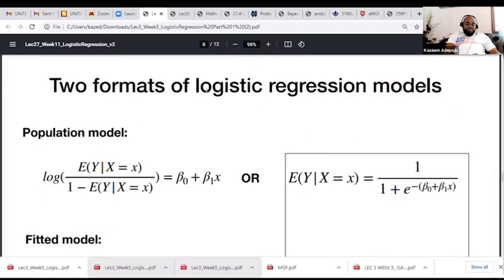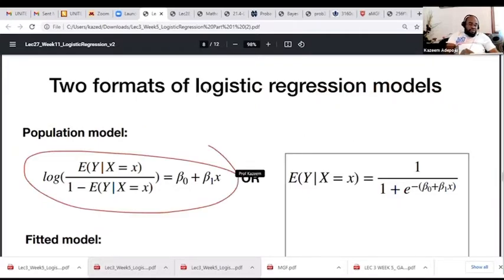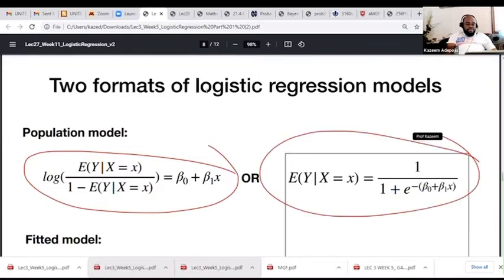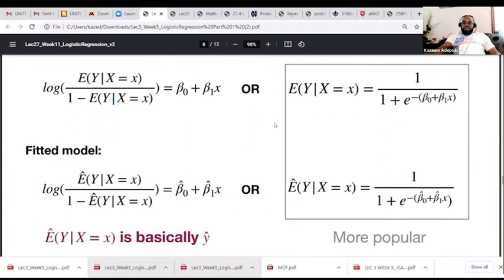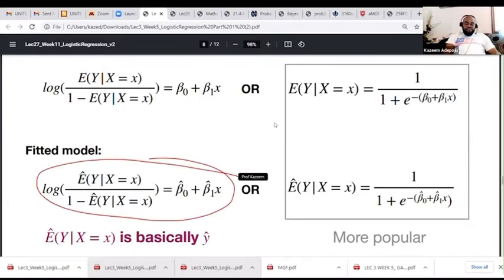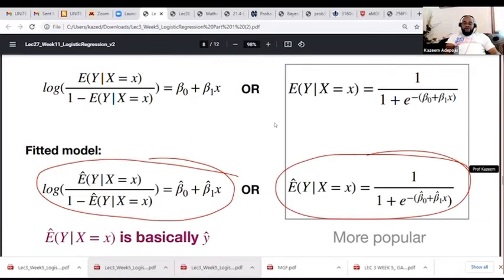But you know what? Both of these are actually population logistic regression models. But because we're going to be fitting our model to a data set, what we're actually going to use is a fitted model. They want to have a cap. You get it now? So this is a fitted model in logit form, and this is a fitted model in probability form. I told you we have two formats for logistic regression.